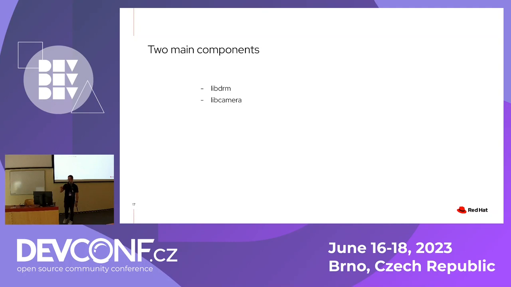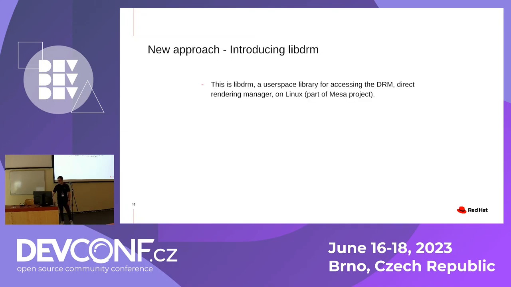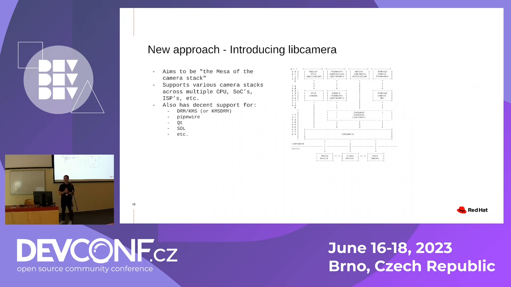There are two main components to this. One is libdrm, which is part of Mesa, and the other one is libcamera, which powers the camera. The kernel developers involved in the kernel camera stack are pushing this library hard. It runs on Chrome OS and all the various Linux distributions. I think it even supports Android, but don't quote me on that. It aims to be the Mesa of the camera stack. If you're familiar with Mesa, Mesa is basically the Linux user space graphics stack. It supports various types of cameras across multiple CPUs, SoCs, ISPs, etc. And it has decent support for things like DRM-KMS, PipeWire, Qt, SDL. It's basically the compatibility layer for all these things.